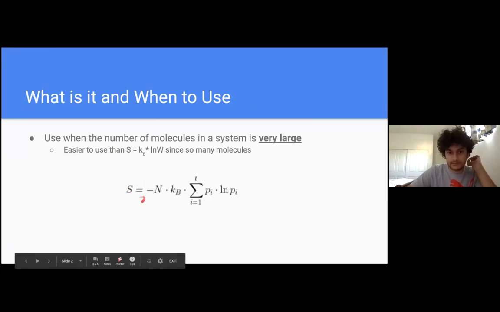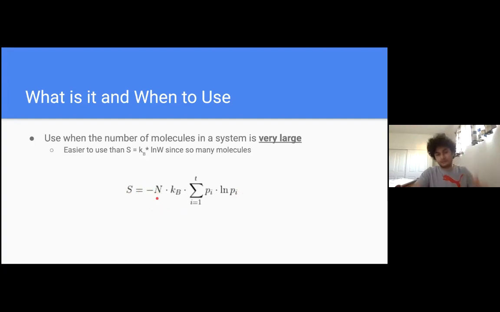You have your entropy equal to negative N, which is the total number of molecules in your system, times your Boltzmann constant, Kb, times the sum of this fractional occupancy times its natural log. As Ryan was talking about, we'd prefer to use this equation when the number of molecules in the system is very large. It's easier to use than this basic equation because with this one, you'd have to account for each individual molecule. It'll be very tedious and just won't be worth your time.